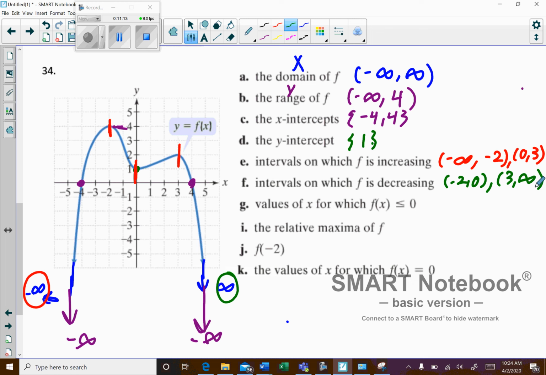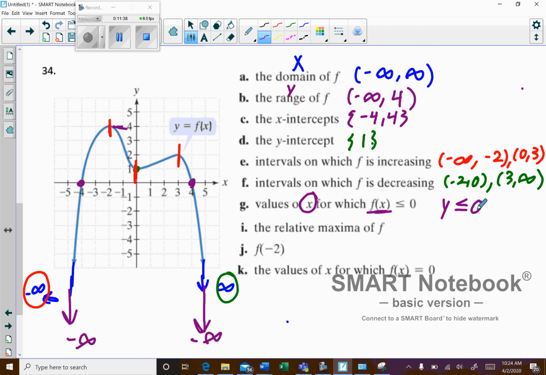Okay, part G throws students off a little bit here, but you don't want to overthink this. You just have to know your function notation. Basically, it's saying for which values of x, so they're asking for the domain, okay? What values of x for which f of x is less than or equal to 0. F of x is just a fancy way of saying y. So we're looking for when y is less than or equal to 0.